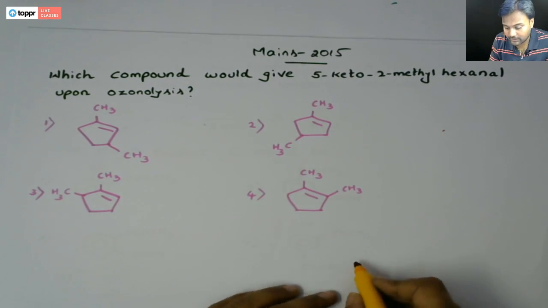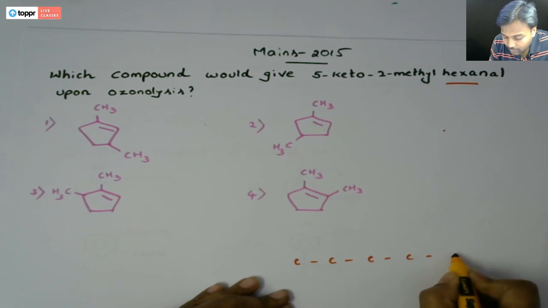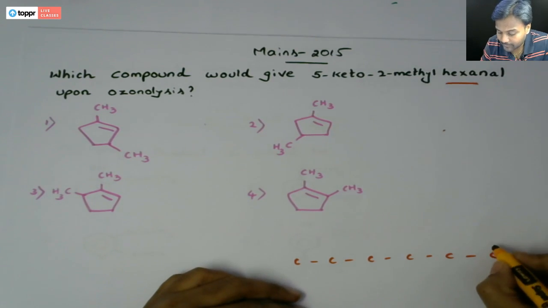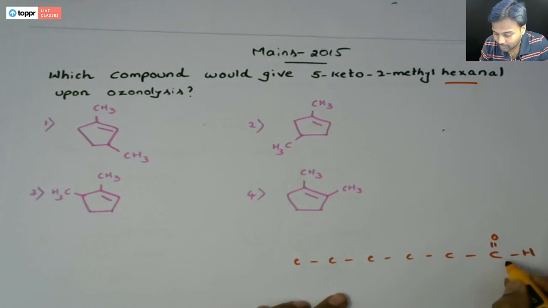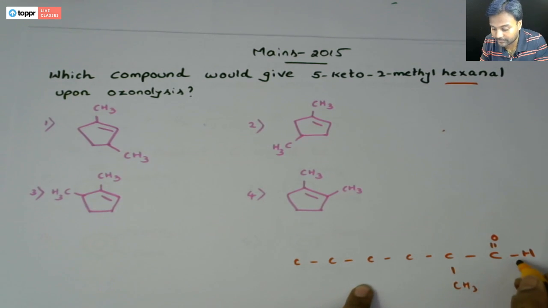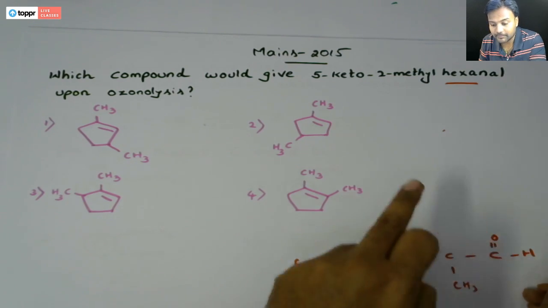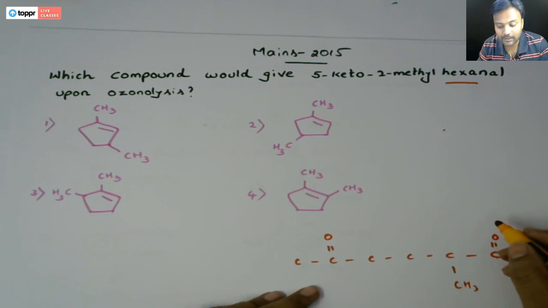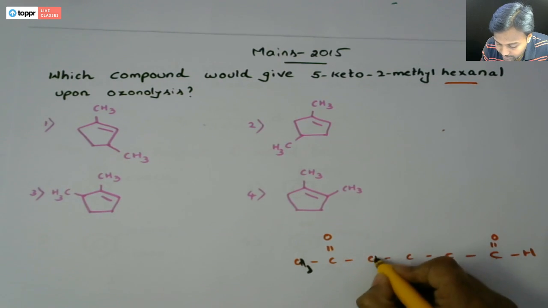5-keto-2-methyl-hexanal. So let's make the hexane chain: 1, 2, 3, 4, 5, 6. They have written hexanal, meaning aldehyde. Yes, 2-methyl. Because it is an aldehyde, the functional group carbon starts as number 1 here, followed by 2-methyl, 5-keto. So 1, 2, 3, 4, 5 keto or oxo. Then complete the valency of the carbon by adding the hydrogens.